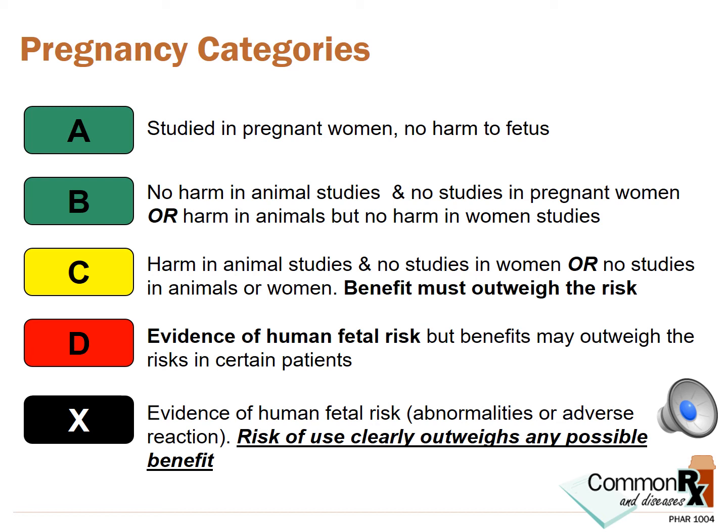With Category D drugs, we have proof that the drug can harm the fetus, but there are situations where the benefit may outweigh the risk. For example, if the life of the mother is at risk, then the drug can still be used. Category X drugs show evidence of human harm and should never be used, as the risk to the fetus clearly outweighs any benefit to the mother. As drugs move further into phase 4 trials and more data is collected, pregnancy categories may be updated.